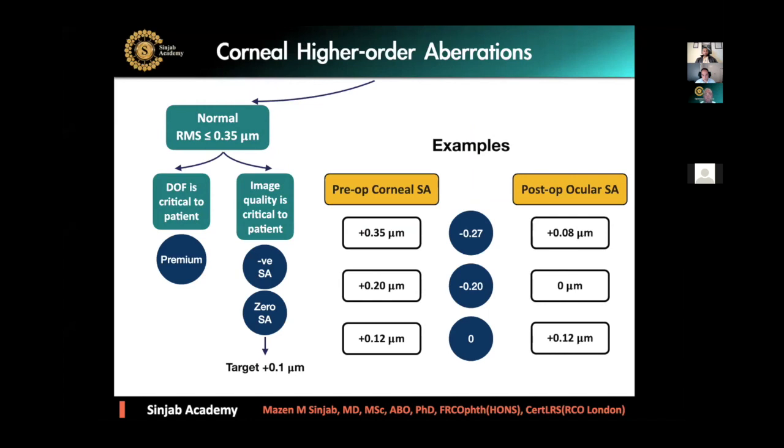Let me show you the first one. If the corneal high order aberrations are in the normal range, then of course, if depth of focus is critical to the patient, we have to go for the premium.